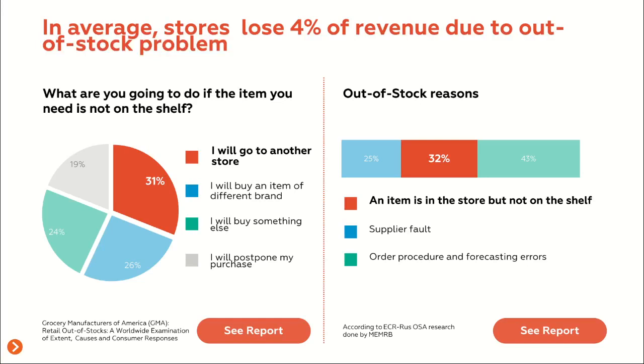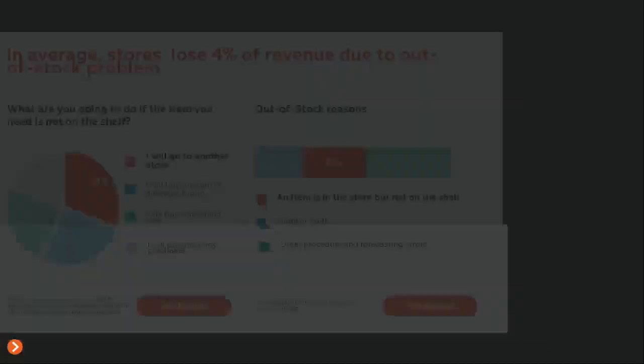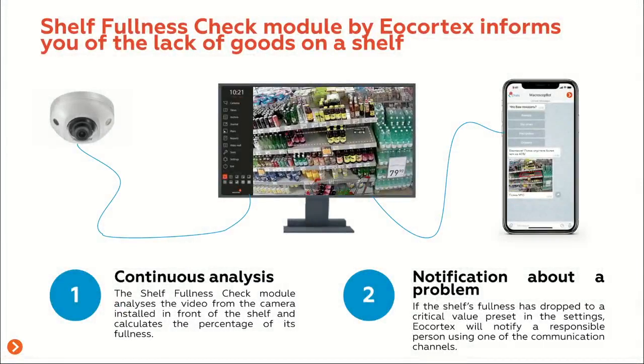We have stated the problem the module has been developed to solve. Now let's see how it works. The module uses the neural network and calculates the percentage of the shelf's fullness. If there is a lack of goods on the shelf, Eocortex will notify you about it via any convenient channel, for example, email, messenger, or push notifications.